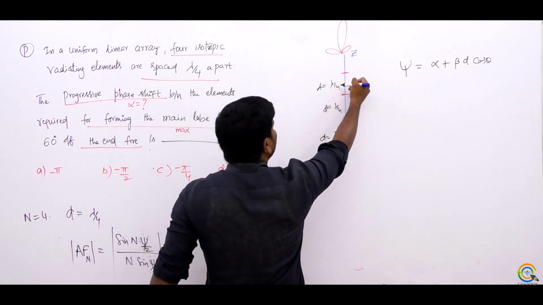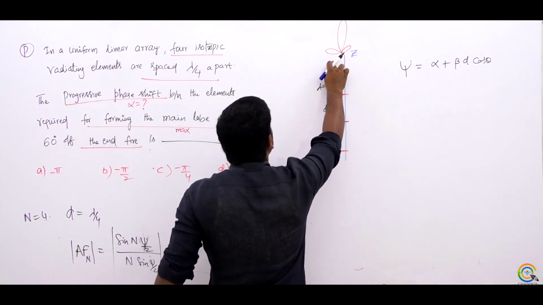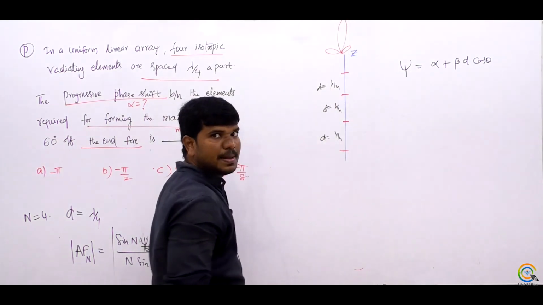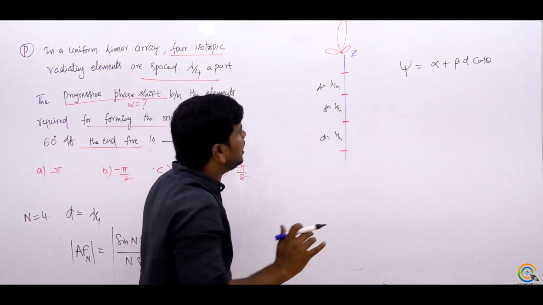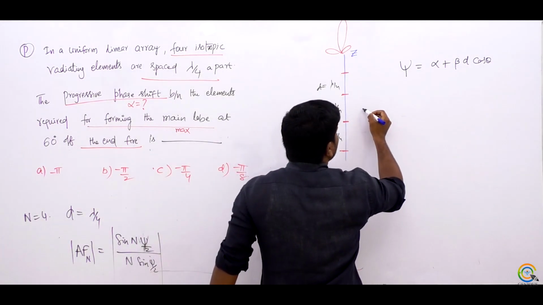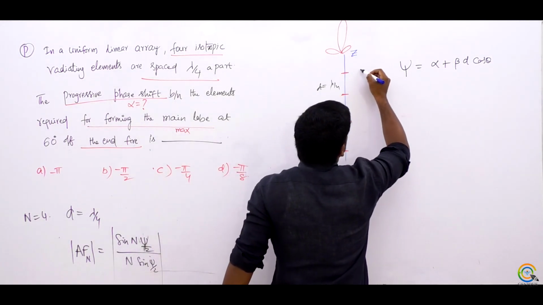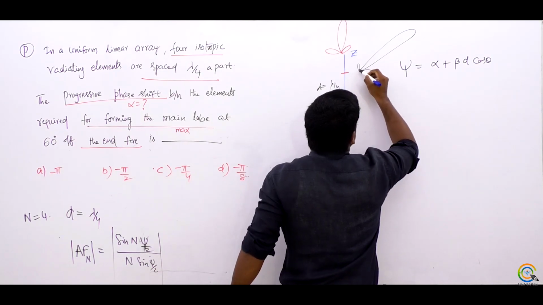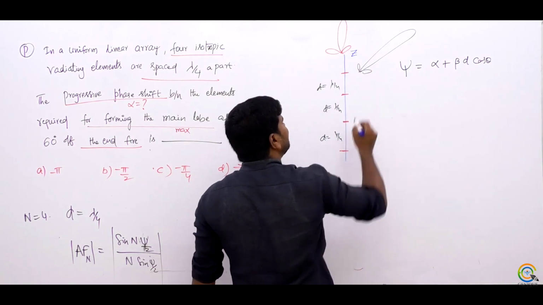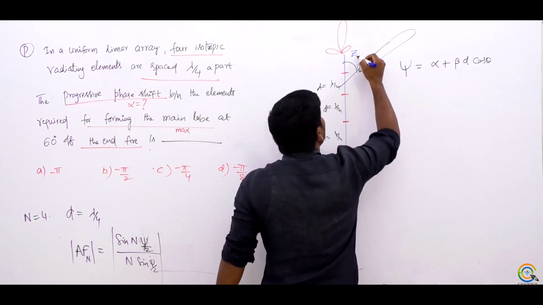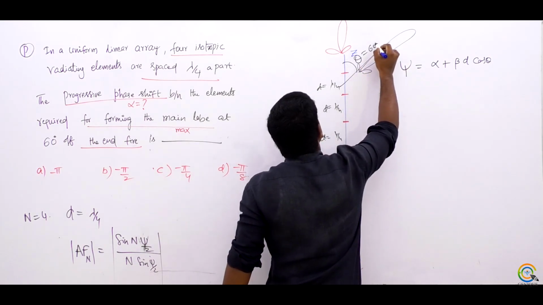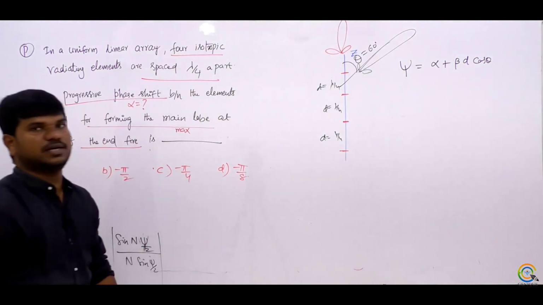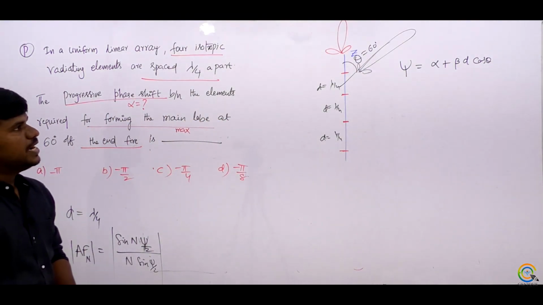Here it is making an angle. The main lobe, see, this is the end fire array radiation. But here it is making an angle. The radiation is in this direction. So that means it is making an angle of theta equals 60 degrees when compared to this. This is the meaning of this question.